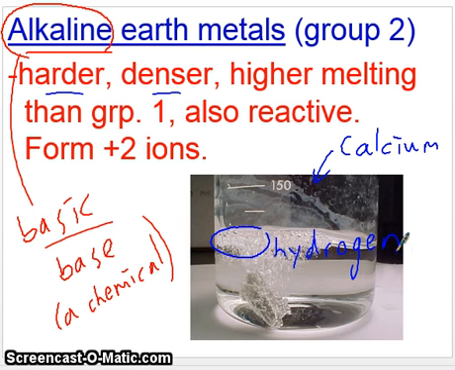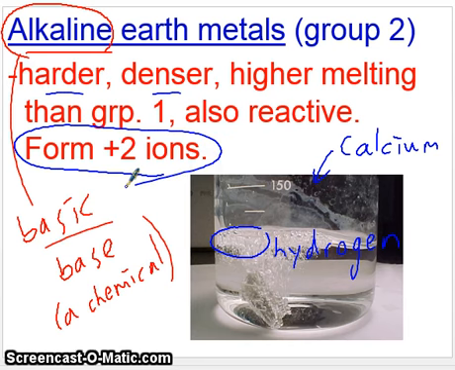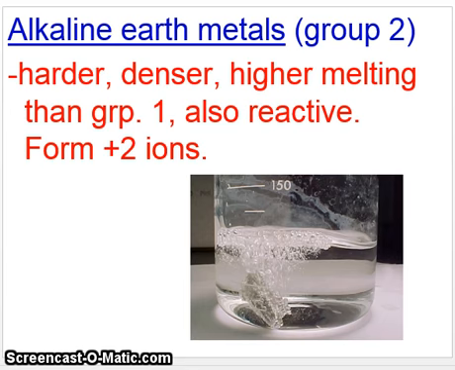Both group 1 metals and group 2 metals, when thrown in water, will produce hydrogen gas, which is explosive, and that's why some of these are pretty explosive. So they form +2 ions, and we'll show you why they form +2 ions eventually. So here's some information about them. Here's a few pictures of them before we finish this first lesson.